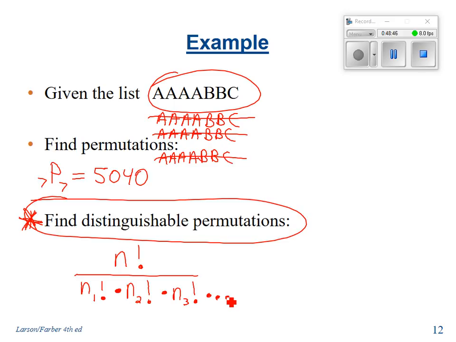Write that down. Make sure you write it down correctly. It's sort of hard to understand. You're going to have to be able to do this. There's going to be several questions on the next test that deal with distinguishable permutations.